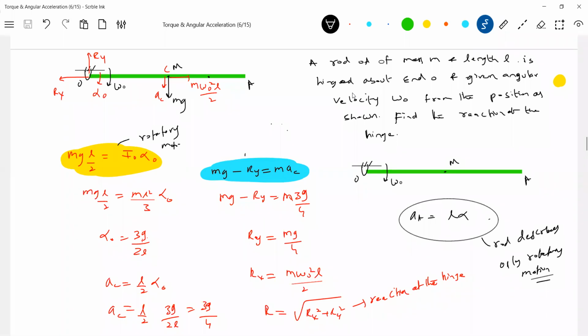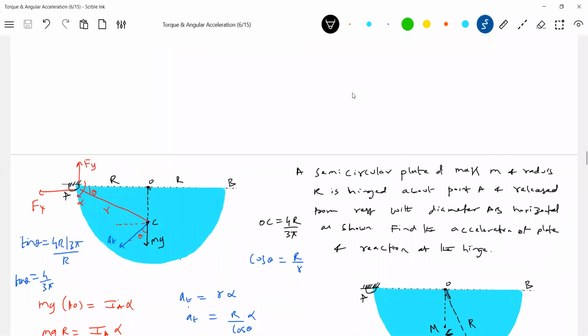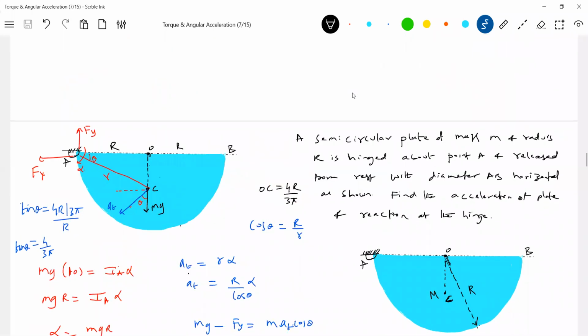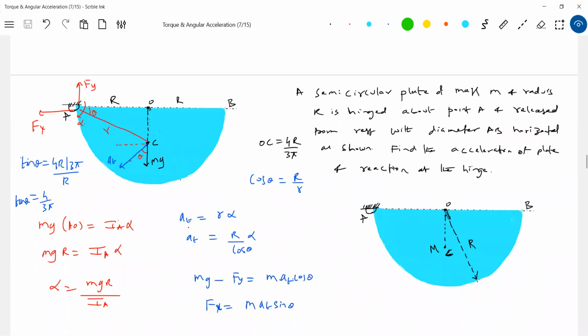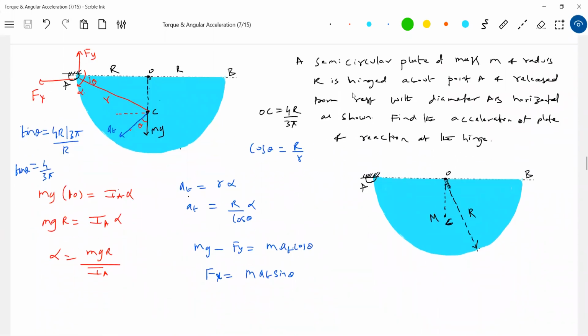If it is given angular velocity and released, then the centripetal force will come, M omega naught square L by 2, or centrifugal force. If it is released from rest, there's no angular velocity. If I give some angular velocity and release it, then you should bring centripetal force or centrifugal force. Getting the idea?